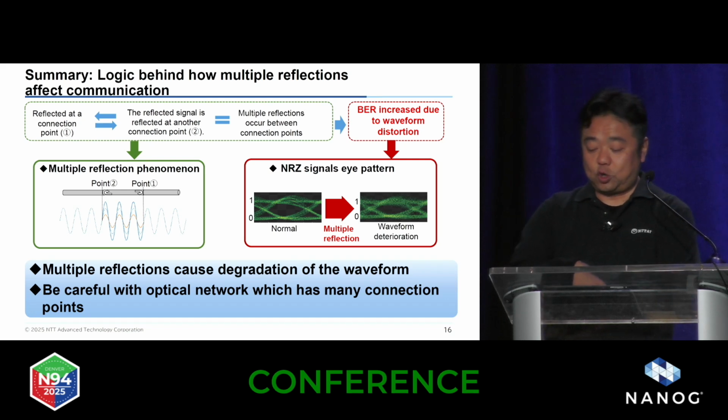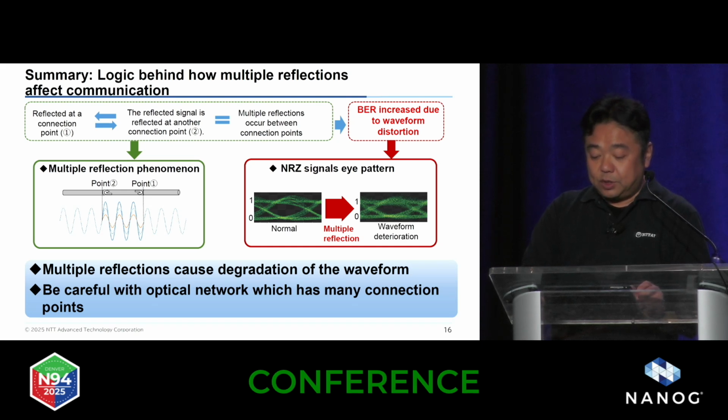Here is a summary of the test results. We confirmed that the multiple reflections caused interference in the transmitted light waves, resulting in degradation. We also confirmed that as the optical power level decreased, the impact of the multiple reflections of the transmitted light increased. For this reason, optical fiber transmission paths with many optical connector connection points require some caution.